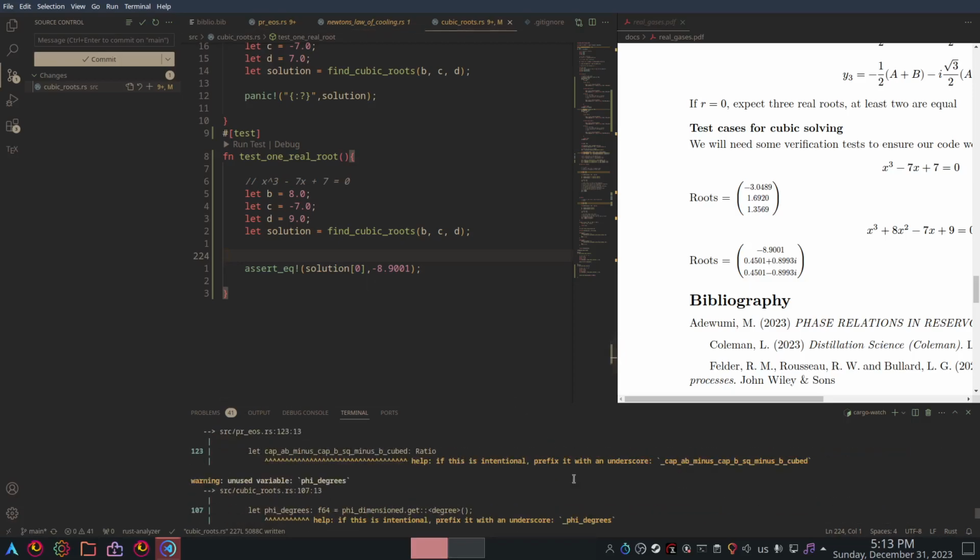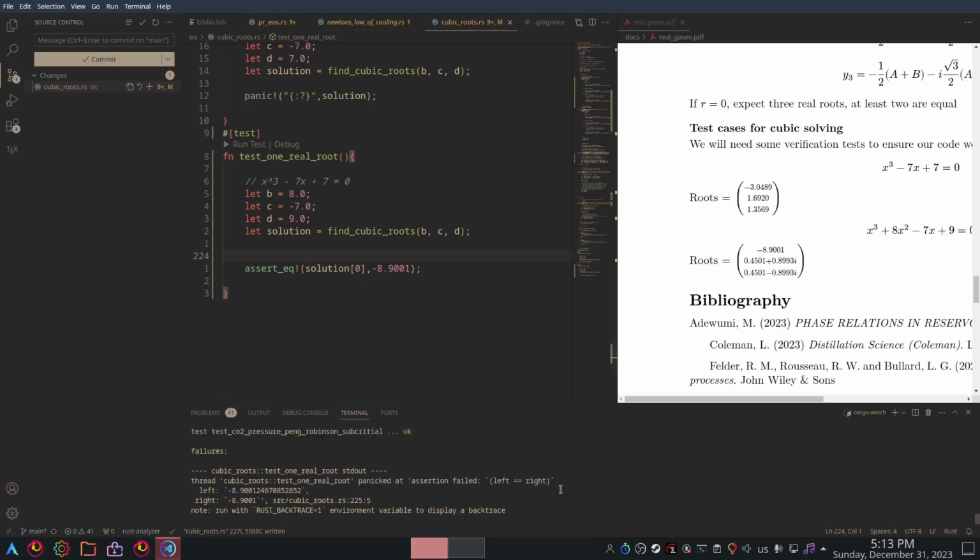Okay, still going to fail 2 tests. What's this over here? Yes, one of the tests failed. You see that the one real root test failed because the left is not equal to the right. So what's the left thing? The left is the solution. This is the left right here.